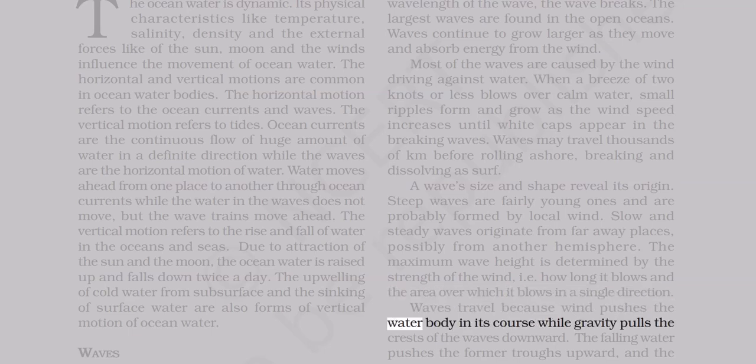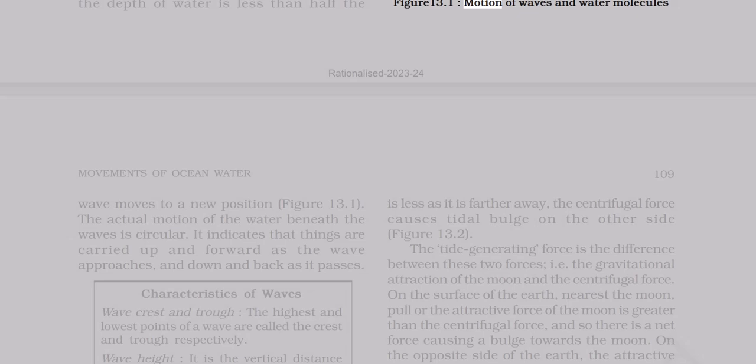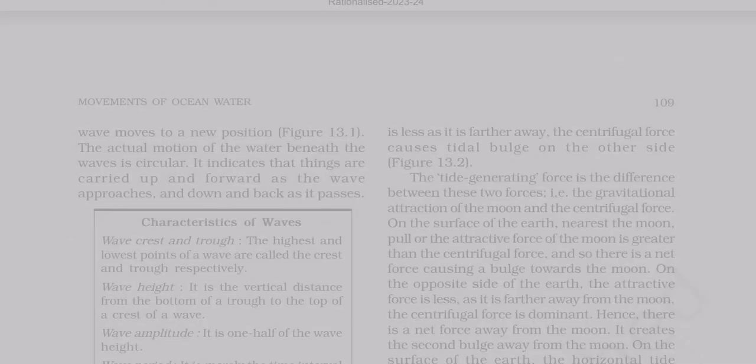Waves travel because wind pushes the water body in its course while gravity pulls the crests of the waves downward. The falling water pushes the former troughs upward and the wave moves to a new position. Figure 13.1, Motion of Waves and Water Molecules. The actual motion of the water beneath the waves is circular. It indicates that things are carried up and forward as the wave approaches, and down and back as it passes.